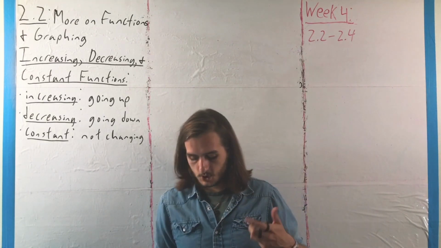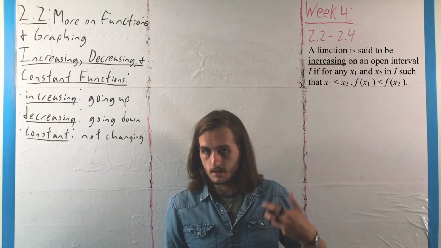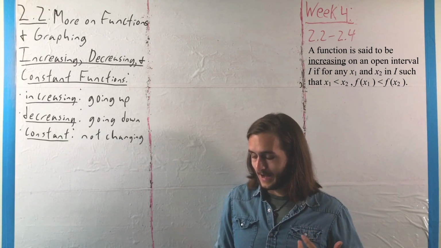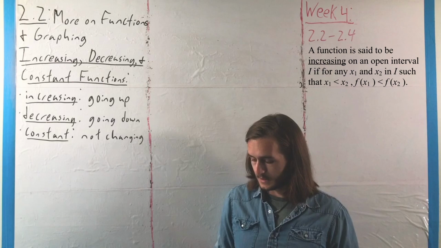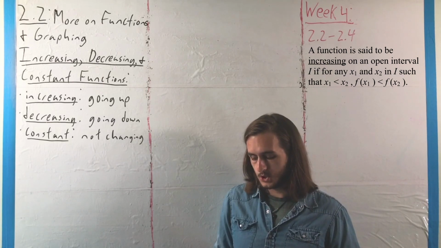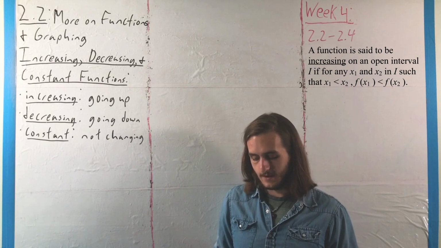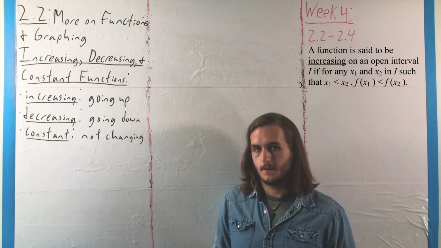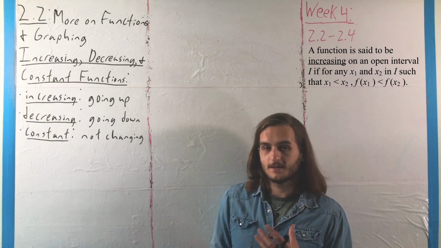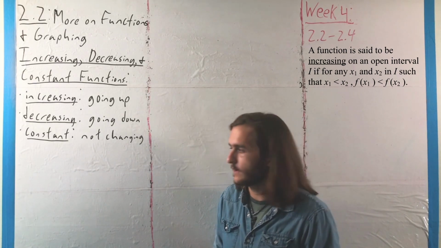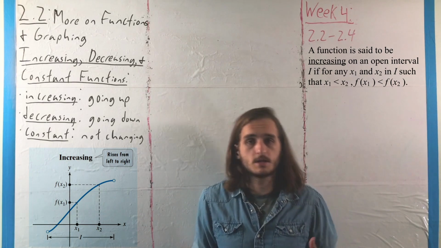Where we say a function is increasing, in particular, increasing on an interval I, open interval is usually how we define these things, if for any x1 and x2 in I, such that x1 is less than x2, f of x1 is less than f of x2. Like I said, it's very specific. It's not quite helpful for how specific it is, but it's a lot easier if you have something like a picture to be able to understand what's going on.